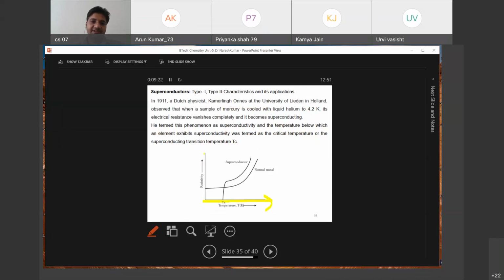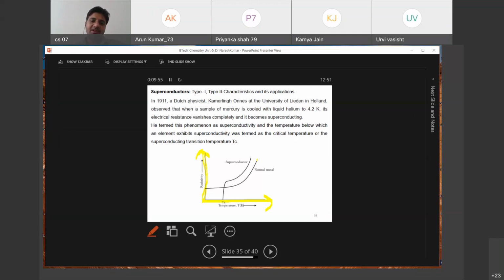On the y-axis here, you have resistivity, electrical resistivity. In the beginning, when the temperature is high, you have two cases here. Normal metal, how does it behave when you decrease the temperature? Remember, superconductivity is a feature of some metals. Not all metals exhibit this kind of feature. Some metals exhibit it, some metals don't.